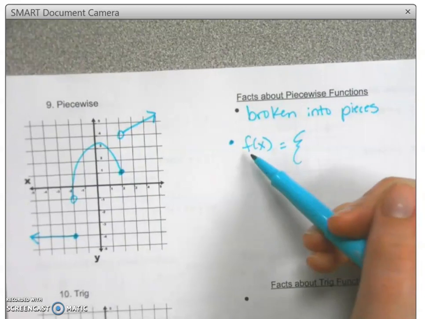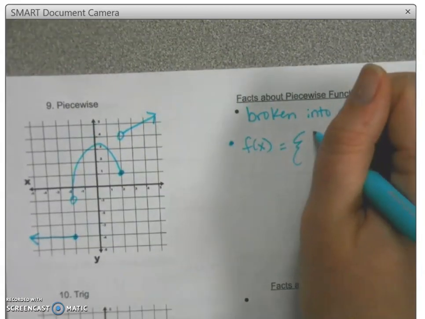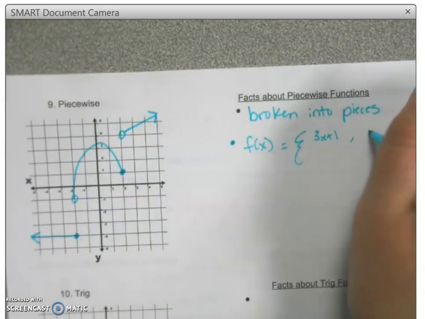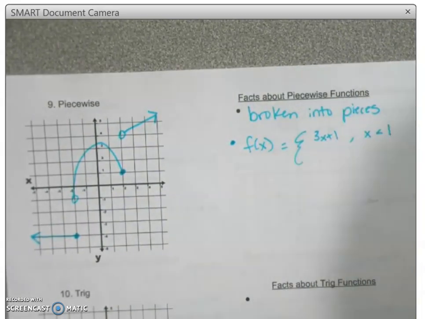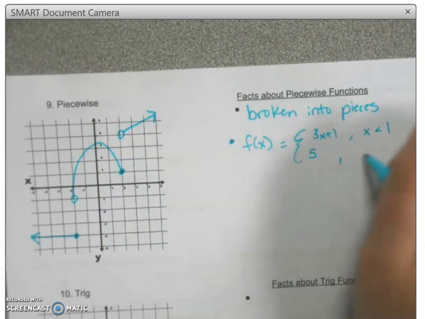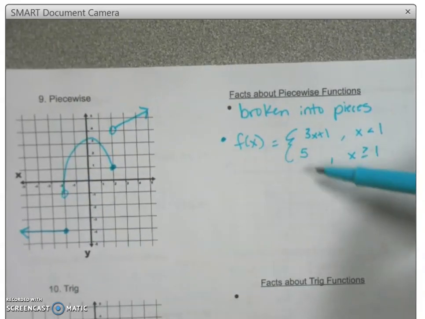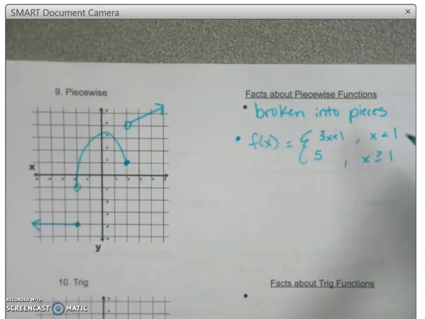So an example of this, just so you can see what one looks like. You'll have f of x equals this bracket, and you're going to have a bunch of equations in here. So you may have like 3x plus 1 if x is less than 1, and you may have like 5 if x is greater than or equal to 1, something like that. So your equation is also broken into pieces. So these are very easy to recognize.